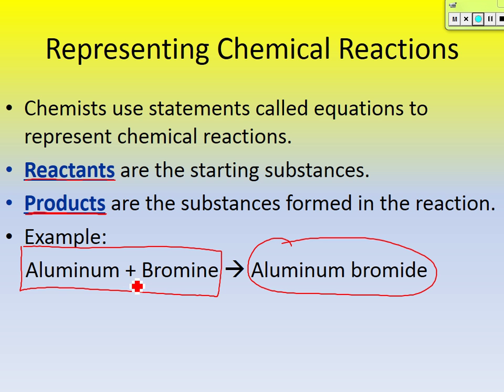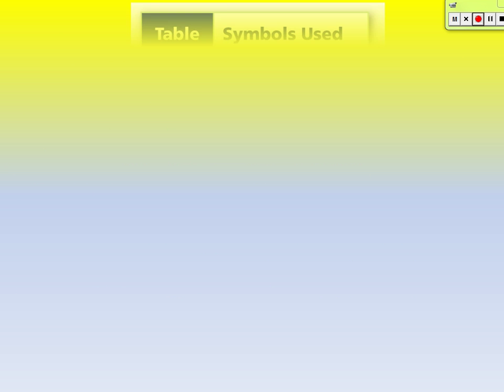What does the plus sign do? It separates your reactants. So in this chemical reaction, we had two reactants. The plus sign just separates them. What does the arrow represent? This is the chemical reaction. The arrow represents the chemical reaction. And then we form our products. And so that's how chemists would represent that reaction.